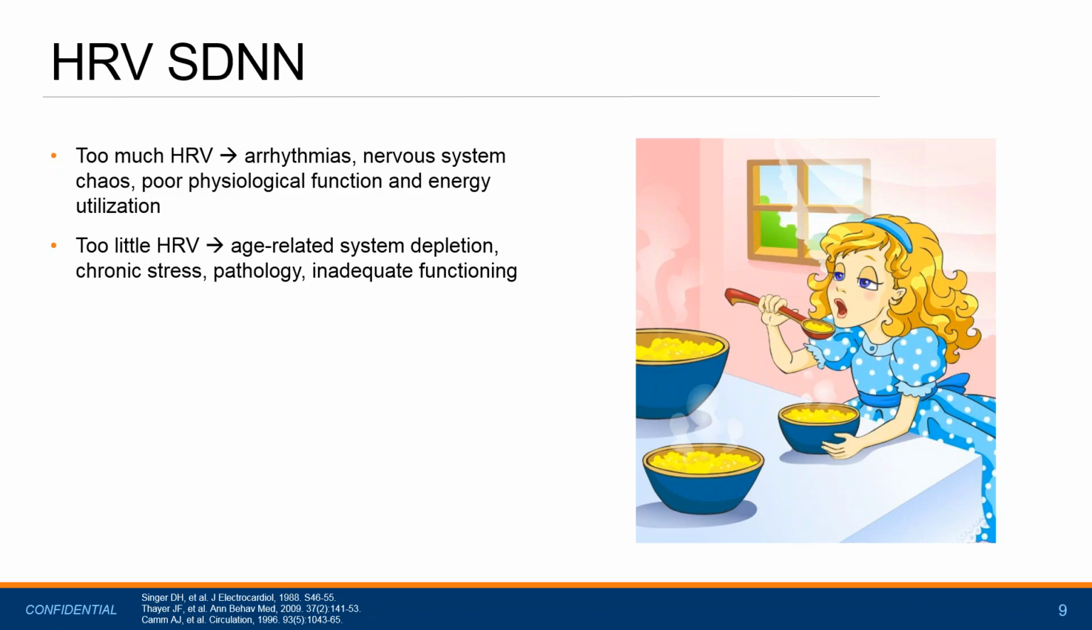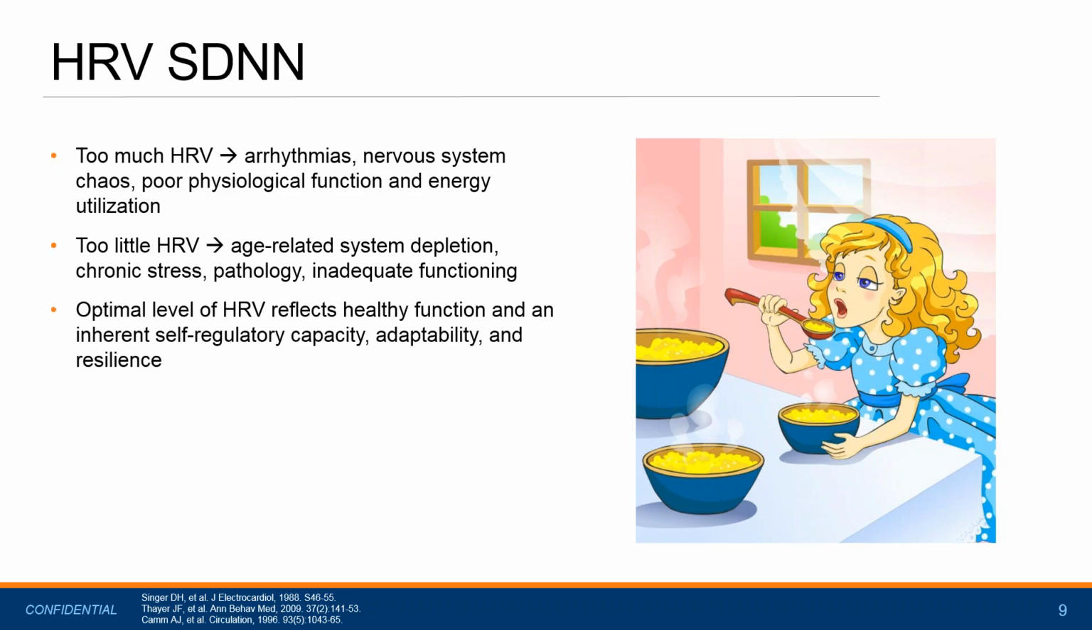system, because we know that the heart is sending signals up to the brain, and it does affect central nervous system functioning. So really what we're looking for is this optimal level, this Goldilocks level of heart rate variability. And when you find that, what it is representing is healthy function and inherent self-regulatory capacity, adaptability, and resilience.